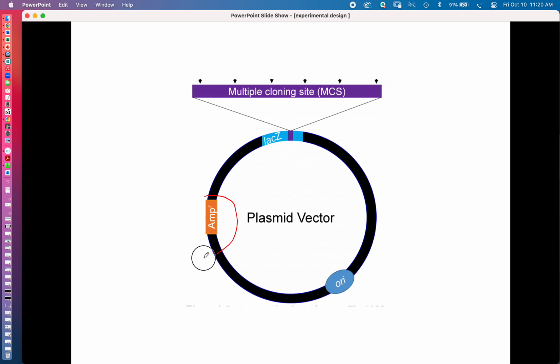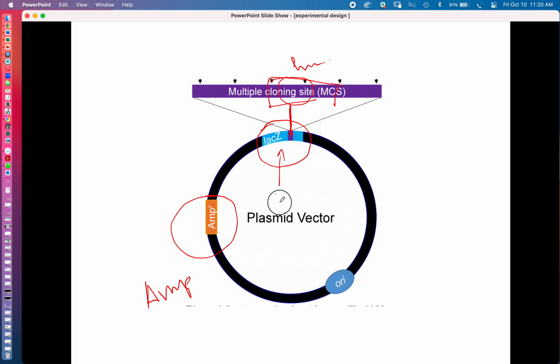Here's the antibiotic resistance gene, and here's an origin of replication, so the DNA will get copied. And then here's what we're going to be interested in, the place where we're going to insert the foreign DNA. And this company did a clever thing. They have the insertion site where we're going to put our DNA in, again, human insulin. They put that in the middle of an existing bacterial gene.